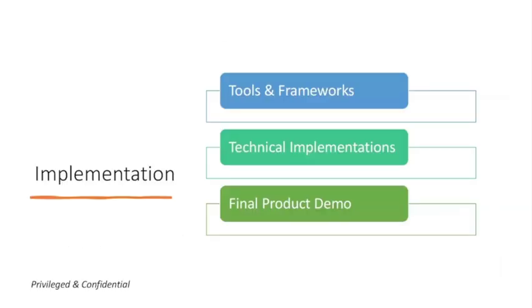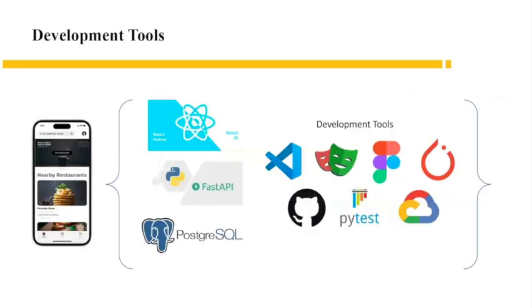Now let's talk about how we built QFood. We'll cover the tools we used, how we structured the system, and the key features we implemented. For the development tools, we used Expo to build a native mobile app for Apple and Android users. We used FastAPI for backend functionalities and PostgreSQL for our database. We also used Docker for containerization, which makes it easier for deployment.